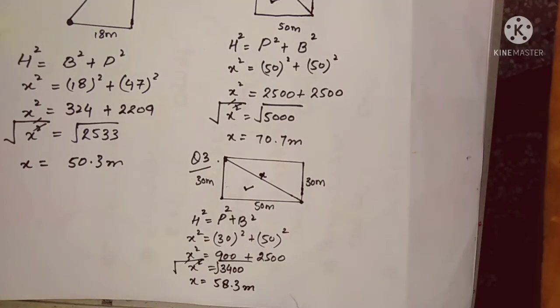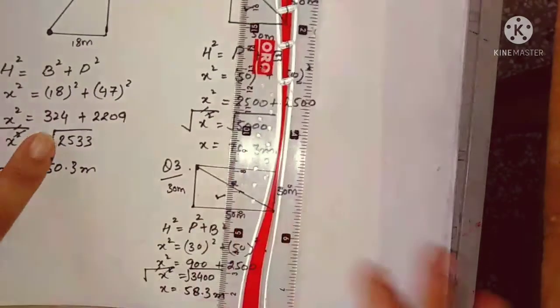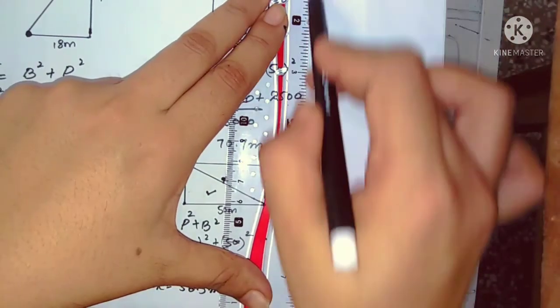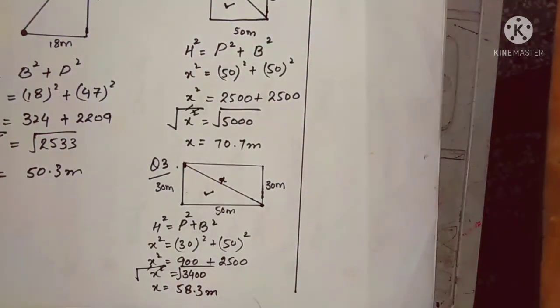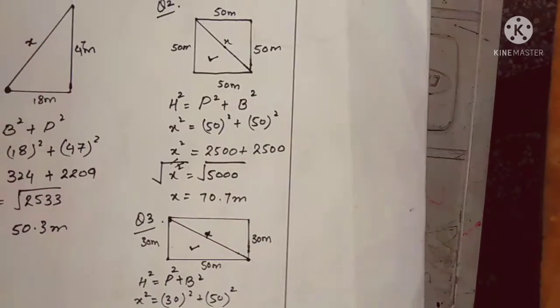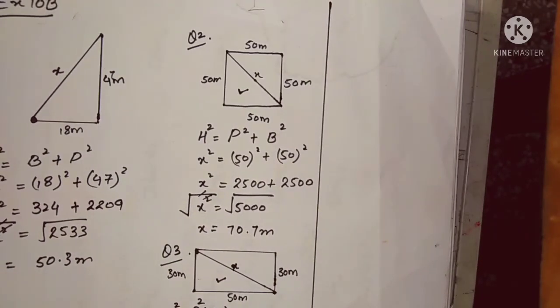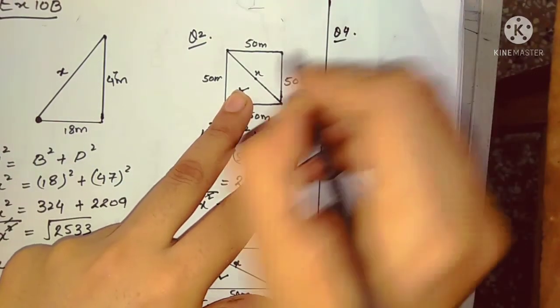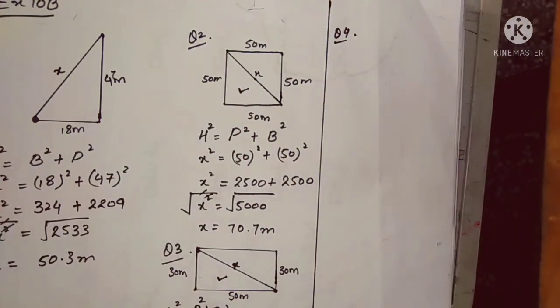Now let's move forward to question number 4. Okay, so I'm drawing this line so that I can avail this space. Okay, let's do question number 4 now. Alright. Question number 4. Let's see the question.